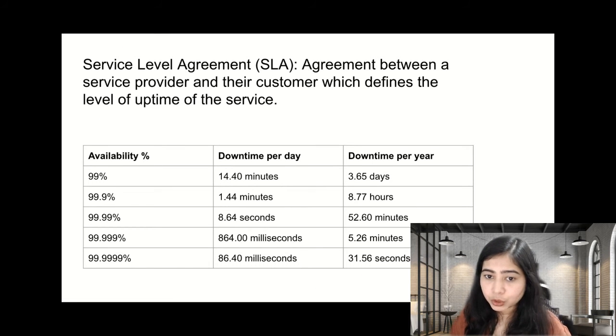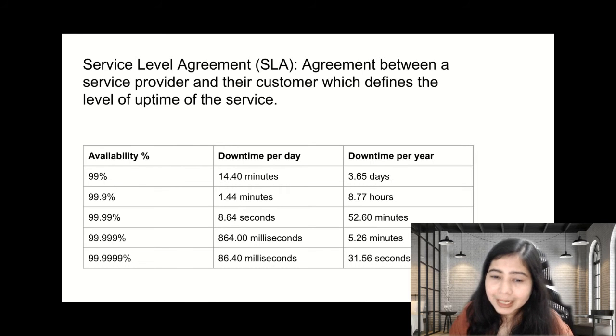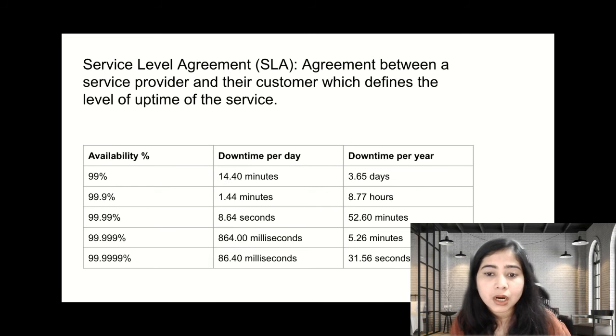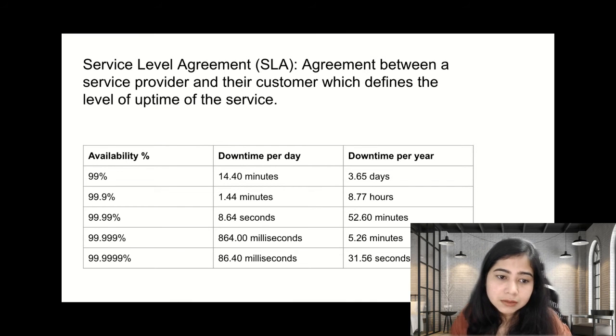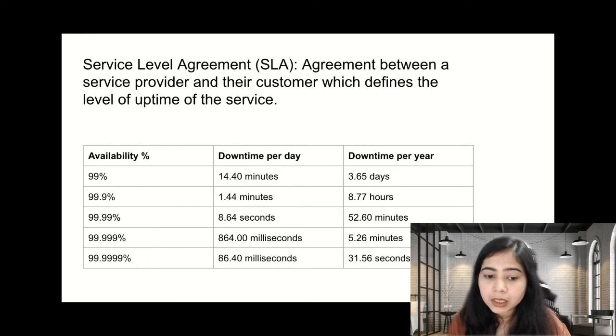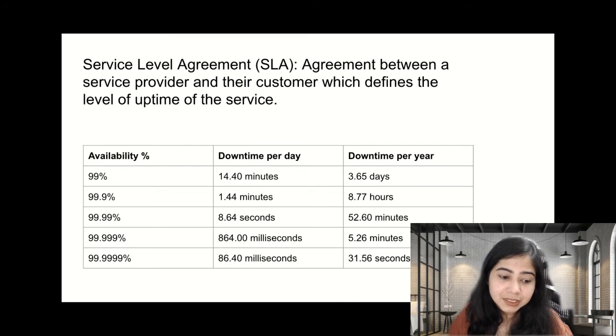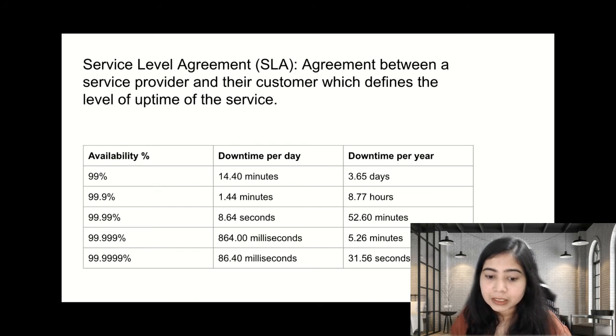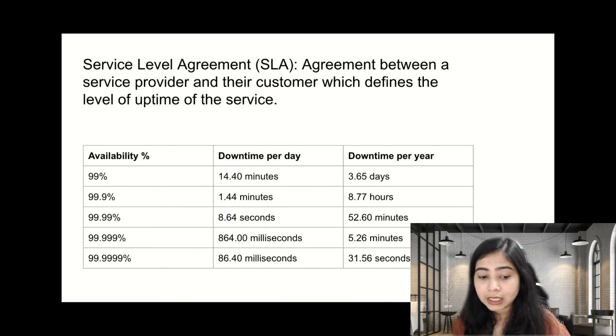So let's talk about SLA, which is a new term that we are trying to learn here. Usually, it's an agreement between a service provider and their customer or consumers, which define the level of uptime of the service. Okay, when we say uptime, it is essentially availability. How long is your service available for? When we say 99% availability, that means that it could be down for, let's say, about 14 minutes a day or 3.65 days a year. So if you see the number of nines after the dot, when you say 99.9 or 99.99% availability, the amount of downtime decreases. So this means that your application needs to be robust enough to provide that level of uptime.